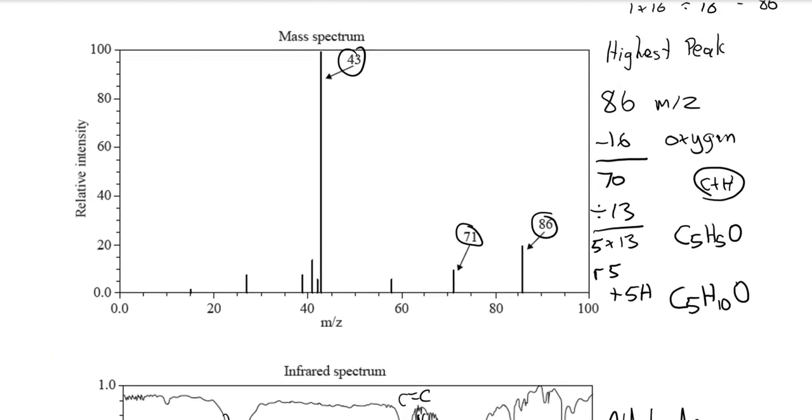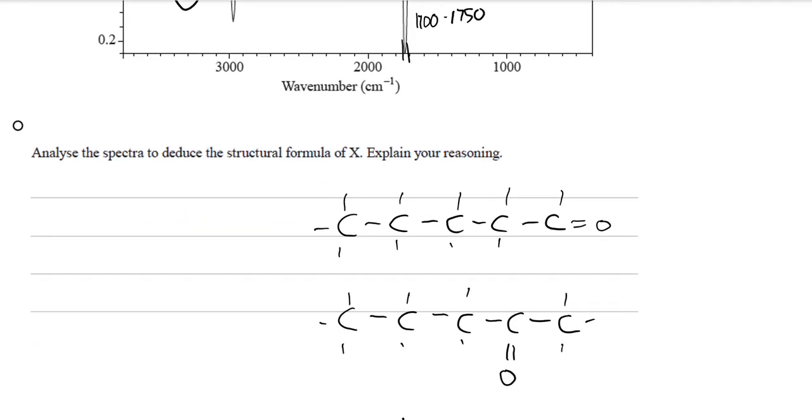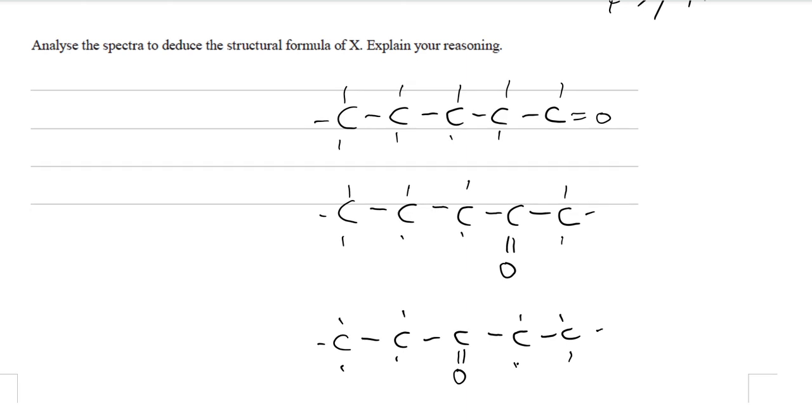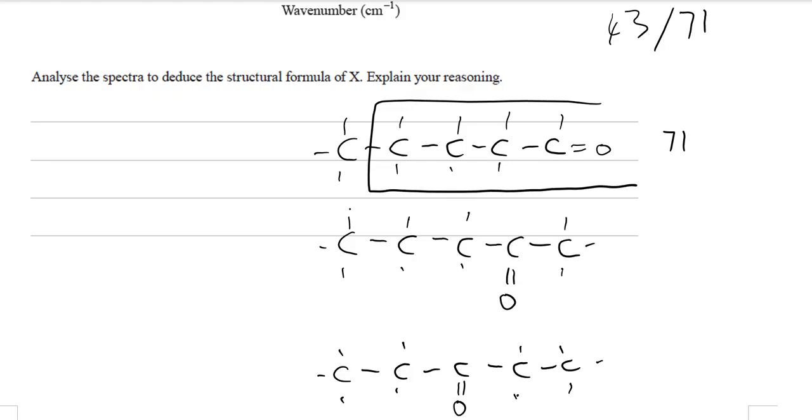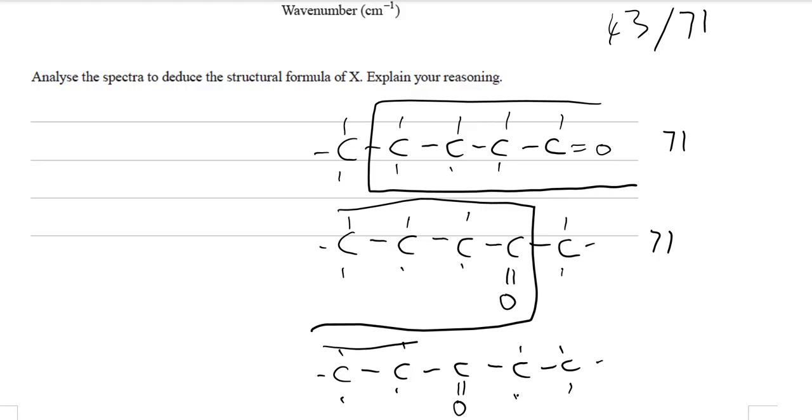So we want to have a look at 43 and 71. They're our major numbers. So, okay. How do I get my 71? Can I get it from that? Yes, I can. That was missing. Can I get it from that? Yes, I can. Can I get it from these? Well, technically I can as well.